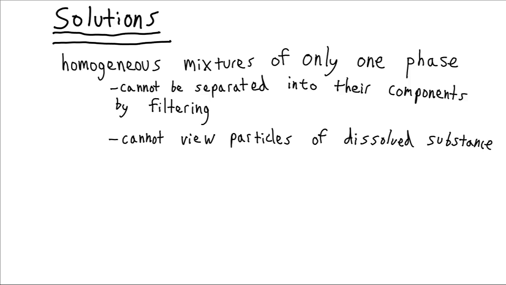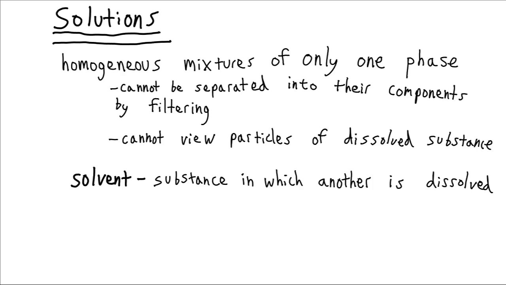If we are unable to identify the substances independently that we have mixed together, so we can't view particles of them, we can't even separate them using something simple like filtering, then we have what's called a homogeneous mixture or a solution. This is when the substances combine together and there's no differences in the phase, it just becomes a single phase. Now, we often refer to the solvent, which is the substance in which the other substance is dissolved.